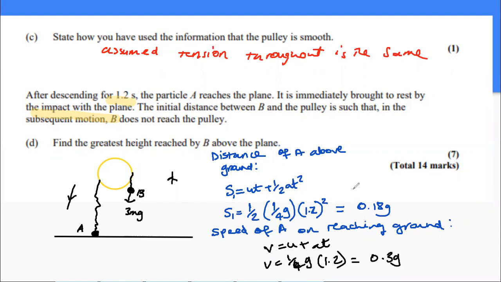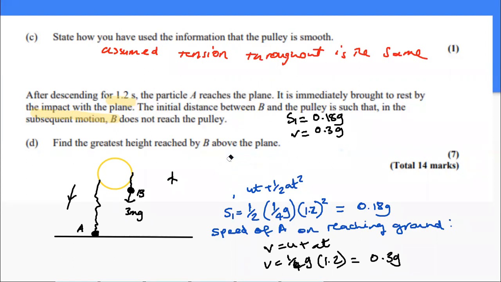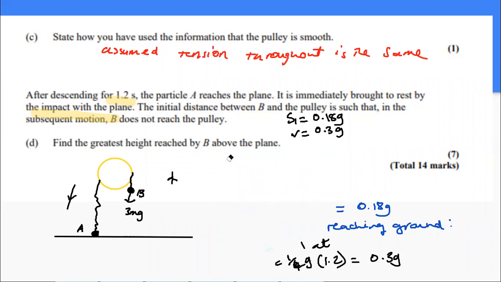Okay, so we have S1, which is the distance traveled by A. Basically, it's the height at which both of those particles are above the plane. So S1 is 0.18 g. I worked out the velocity of A at which it hits the ground, which is 0.3 g. I'm going to rub out the rest of my work here so that I have space now to calculate what's happening with B. Okay, so particle B.